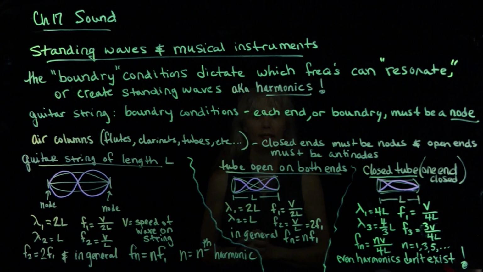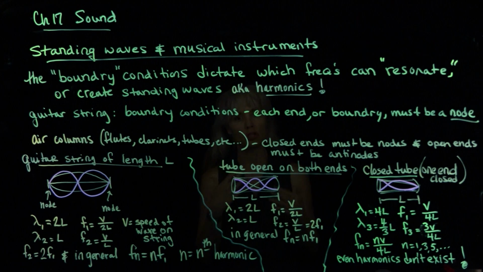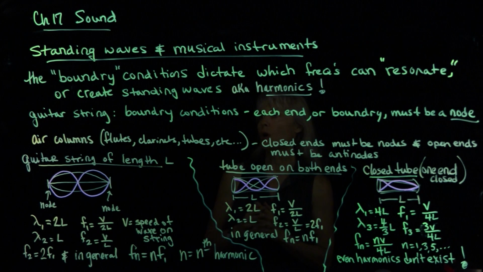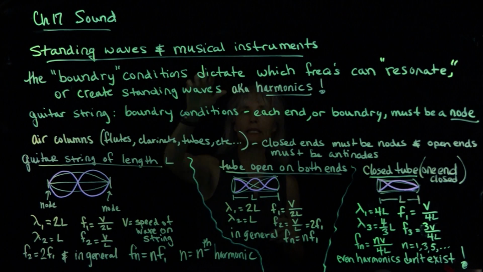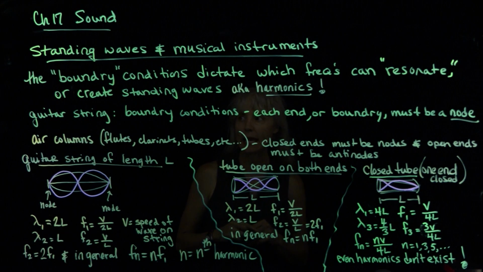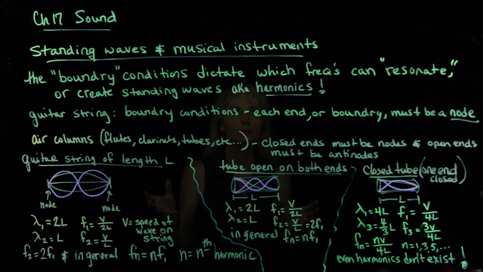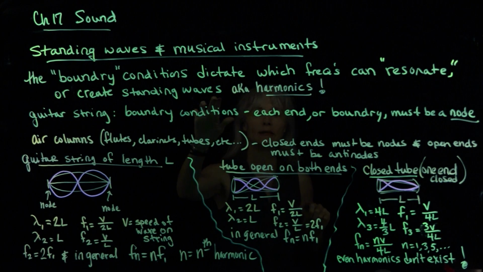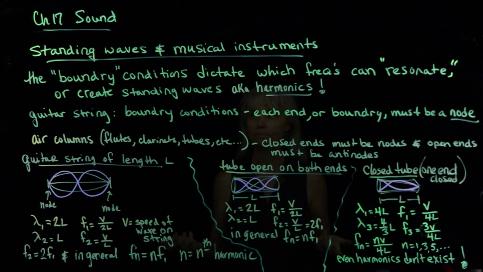Hello and welcome back. In this video, we're going to further our discussions on standing waves, which we began talking about in Chapter 16. So Chapter 17 covers sound, and standing waves have a lot to do with musical instruments, which we are all fans of. So the boundary conditions dictate which frequencies resonate or create standing waves or harmonics on different instruments. So resonate is the same thing as creating standing waves, and those standing waves are known as harmonics.